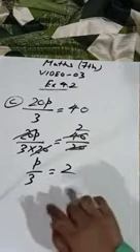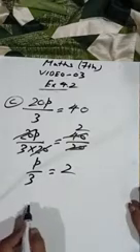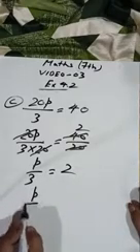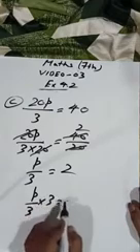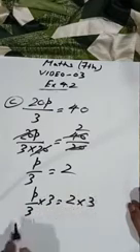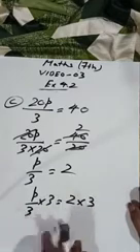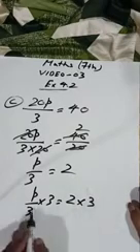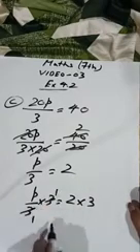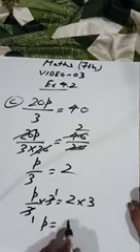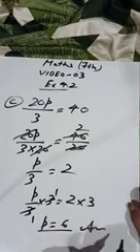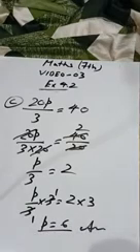Now it's time to remove 3. 3 is related with division, so we'll multiply both the sides by 3. Remember, you have to do the same thing on both the sides. If you're multiplying, you have to multiply both the sides. 6. So your answer is 6.